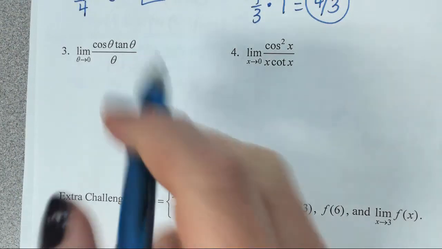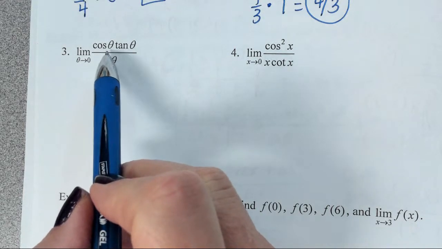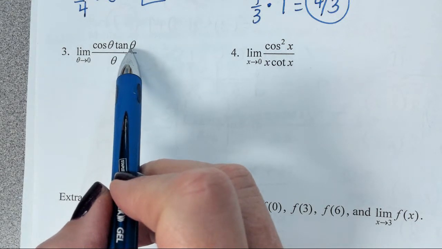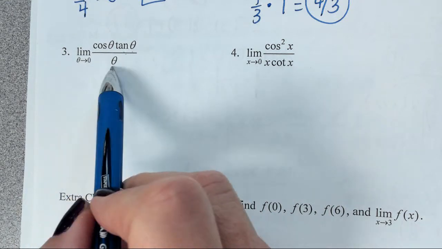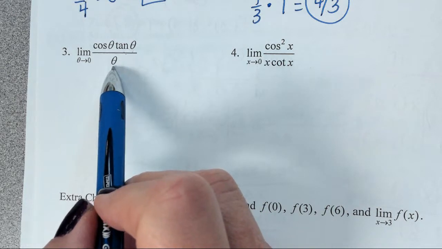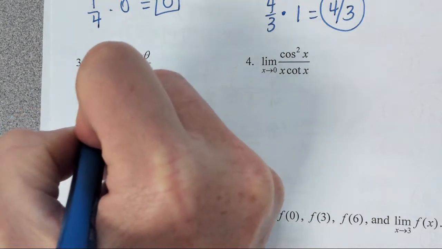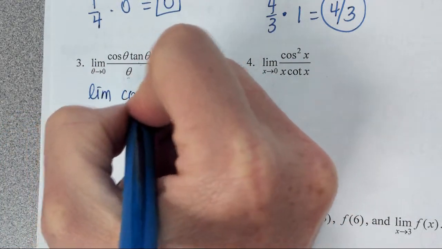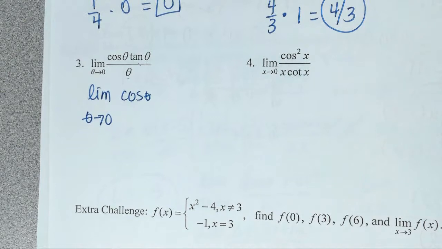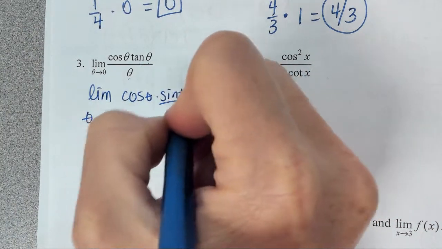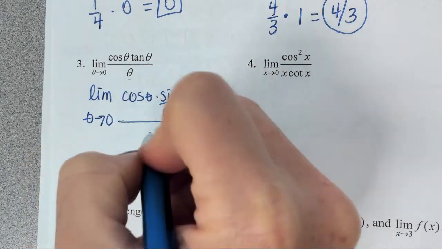Okay, for number 3, we try to plug in 0. The cosine of 0 is going to be 1. The tangent of 0 is going to be 0. And then I plug in 0 in the denominator. So I get 0 over 0. I have to do some more work. I can't factor, but I can use my trig identities. I have cosine. What's another name for tangent? Sarah, what's another name for tangent? So I'm going to make this times sine over cosine, and then all over theta.